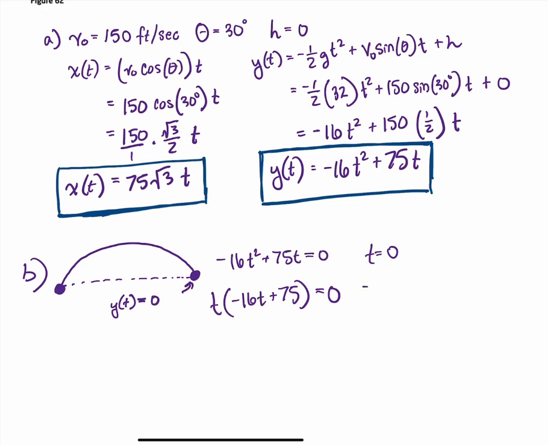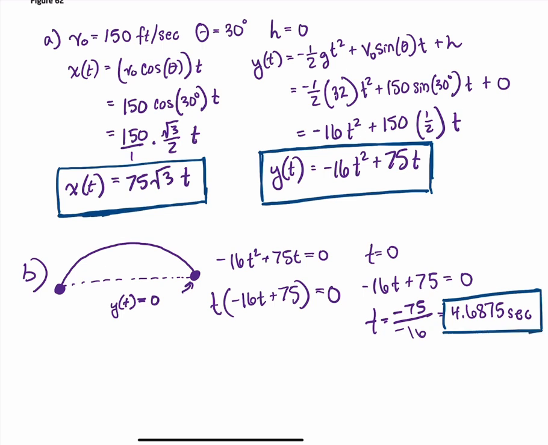So our second solution would be negative 16t plus 75 equals 0. So I would subtract the 75 and divide by the negative 16. So t should be negative 75 over negative 16, which gives us 4.6875 seconds. That's the time value whenever the ball hits the ground when it returns back to a height of 0. So that means it was in the air for that amount of time.